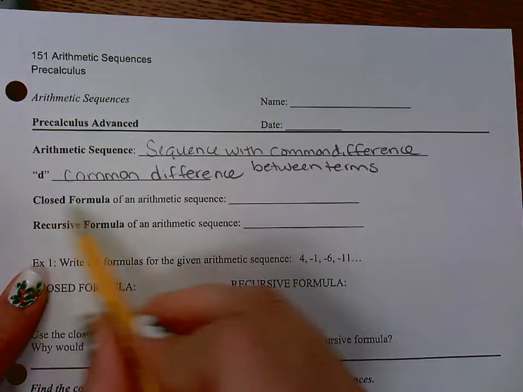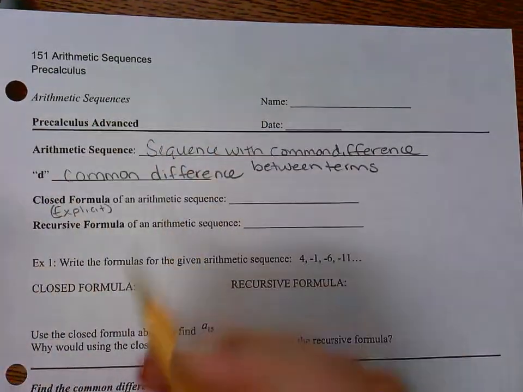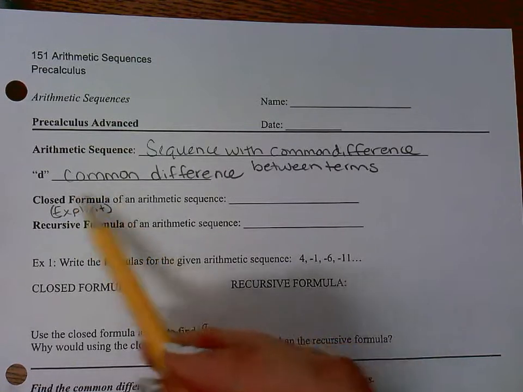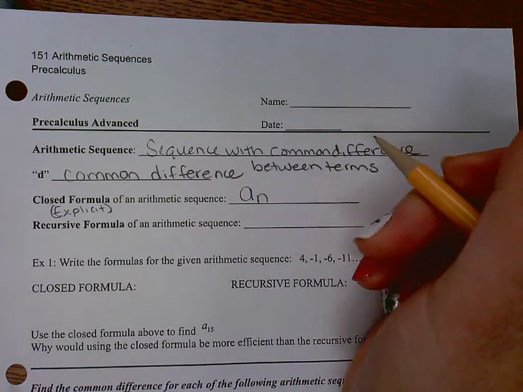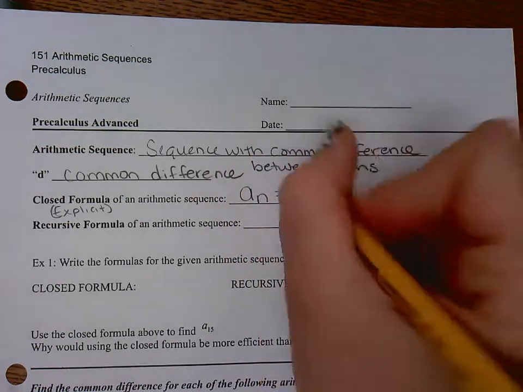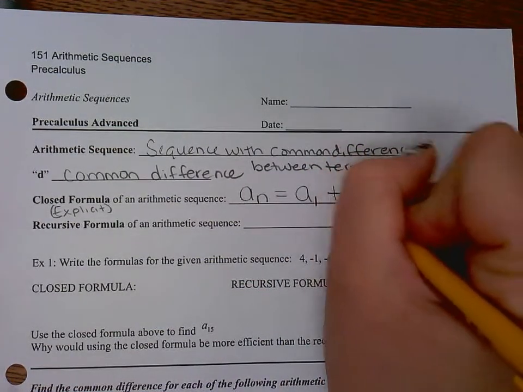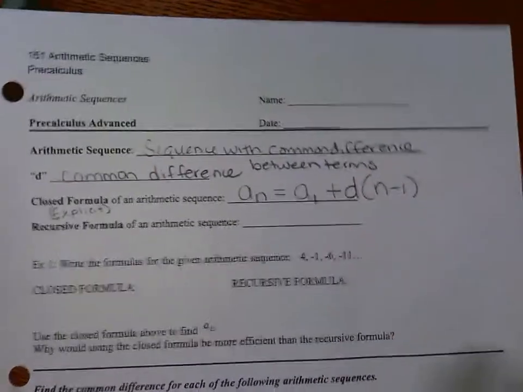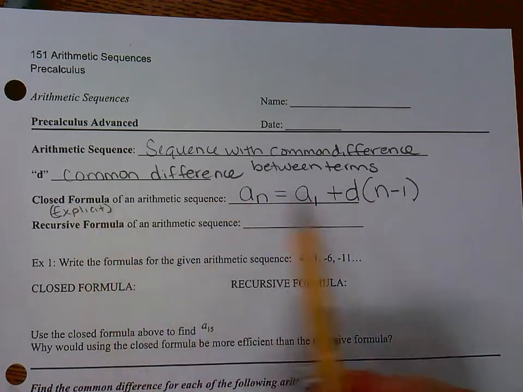So there's a closed formula, which your book also calls the explicit formula, and there's recursive. So there's two different formulas that you need to be familiar with. When you're doing the closed formula, it's going to be a sub n. A sub n, remember, just means it's a sequence, equals. You're going to tell the person what to start on, so it's your first term of the sequence. You're going to tell them what to add or what to subtract each time, and you're going to do it n minus 1 times. I think this will make more sense when I show you a couple examples, but that's the general form for a closed formula for an arithmetic sequence.